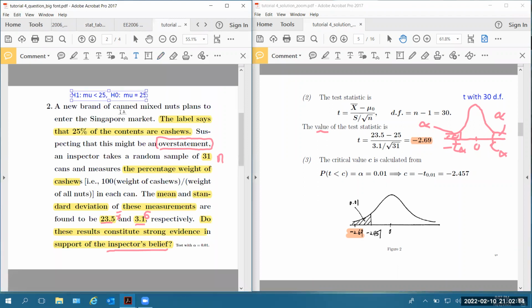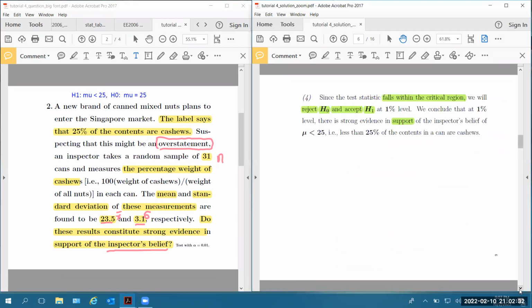So we want to reject H0 and accept H1, so of course we'll write this down. And just now we also know that H1 is the inspector's belief, so you want to accept the inspector's belief. Now we can go and draw the conclusion. We need to answer the question. First of all, we say the test statistic falls inside the rejection region, so we reject H0, accept H1 at the 1% level.